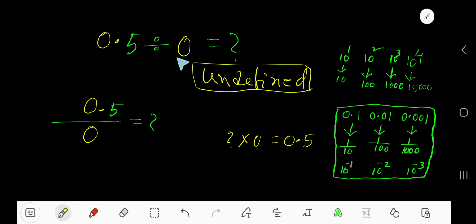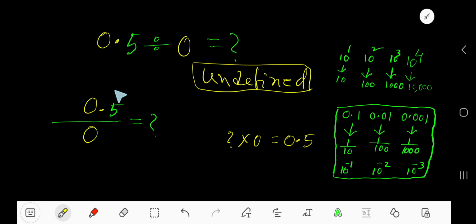0.5 divided by 0. The result is undefined. Let me explain. This is the divisional statement: 0.5 divided by 0. This is the dividend, this is the divisor. Here we have to find the quotient.